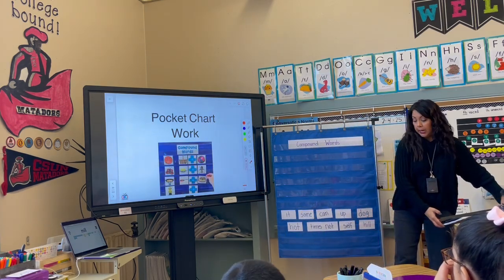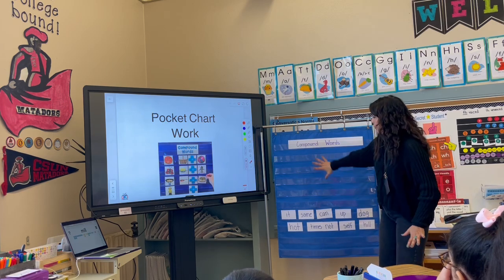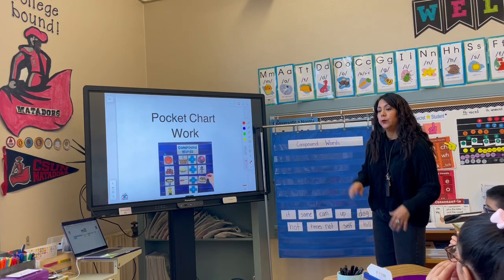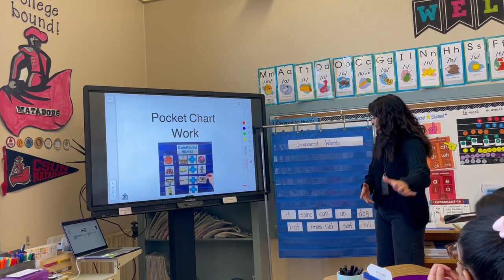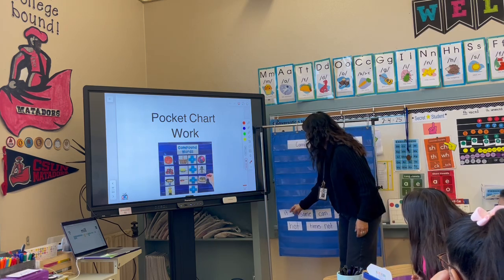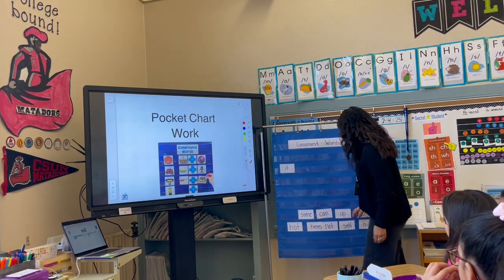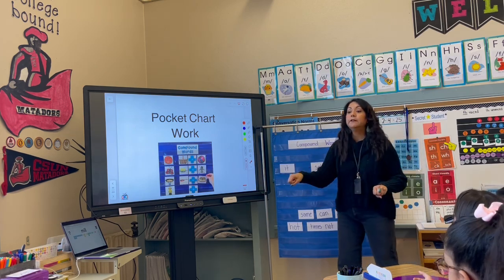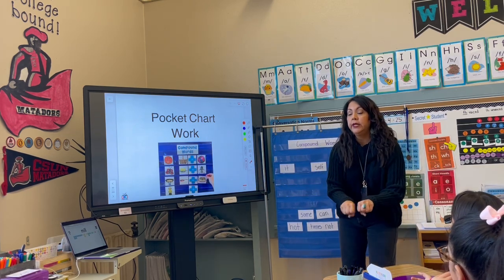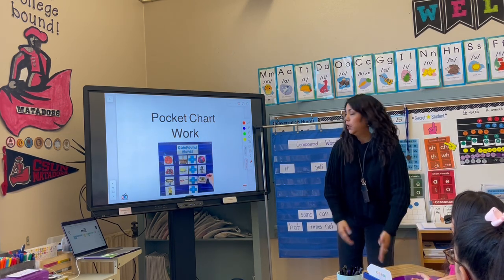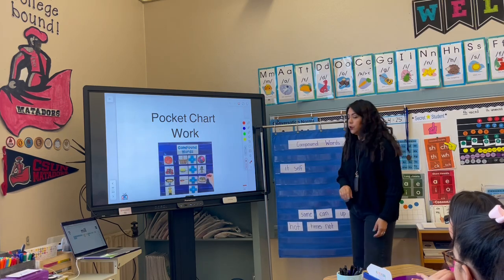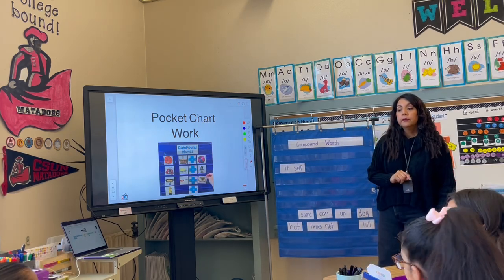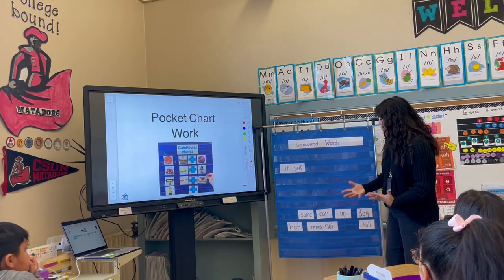Here's what I'm gonna do with you guys. I'm gonna create compound words, and we're gonna read the word together. So let me give you an example. If I took the word it, and I took the word self, it can be a word by itself. Self can be a word by itself, but when I join it together, I get a whole new word. Who can tell me what the word is when I join it? Itself.